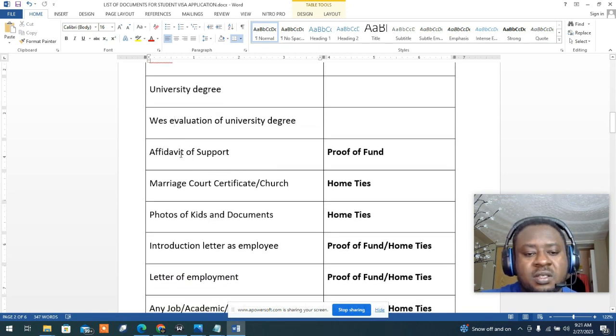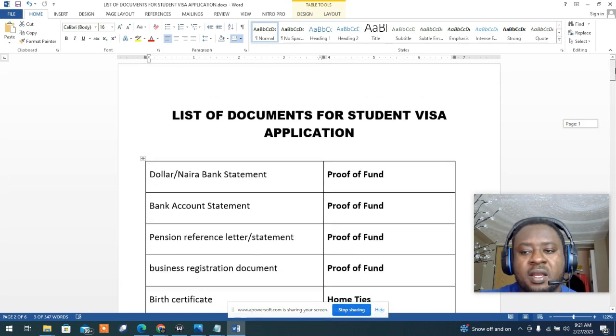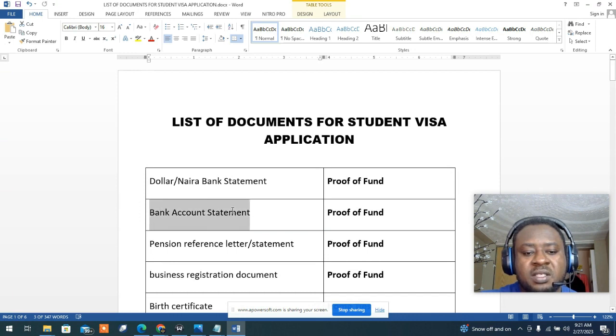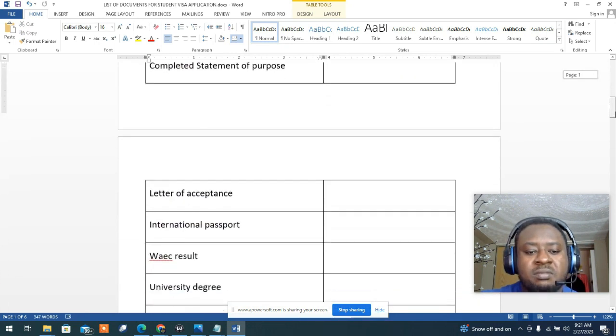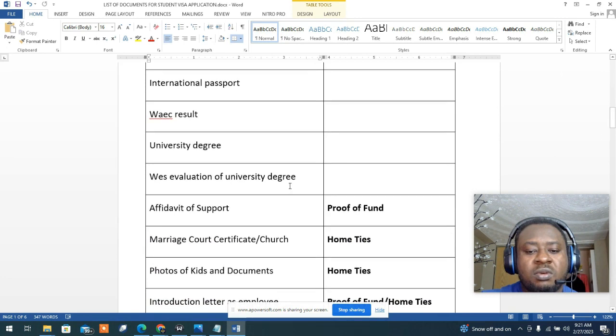Then we'll talk about the affidavit of support. Now, if you come up here, I talked about bank statement. I'm assuming that this is your personal bank statement. But if you want to upload your father's bank statement or your uncle's or your auntie's bank statement, then your uncle will have to do what we call an affidavit of support to affirm that he's actually sponsoring you. So it's a sign of proof of funds.